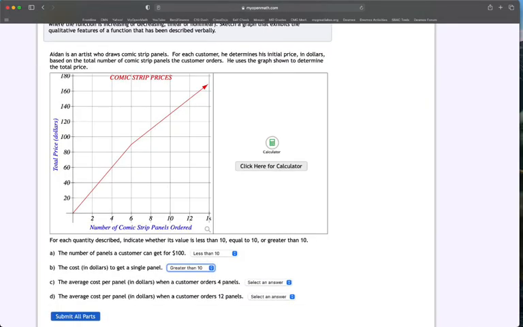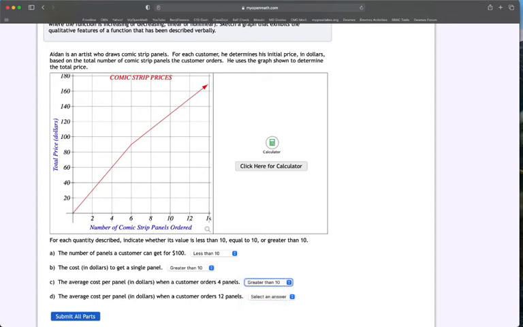The average cost per panel when a customer orders 4 panels. Well, we kind of already answered that question. 4 panels in this particular problem cost $60, but this is asking for the average cost per panel. So once again, 60 divided by 4 is $15 per panel, which once again is greater than 10.